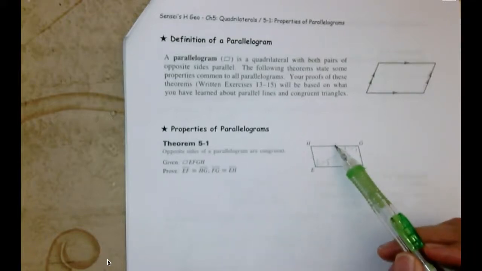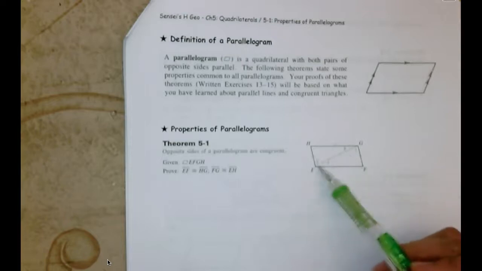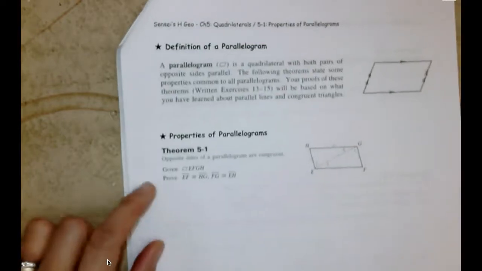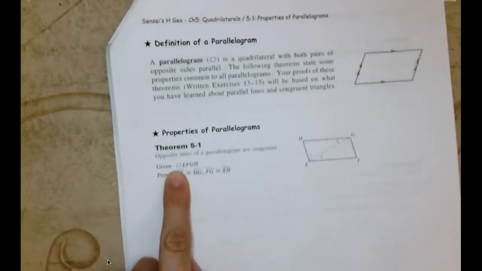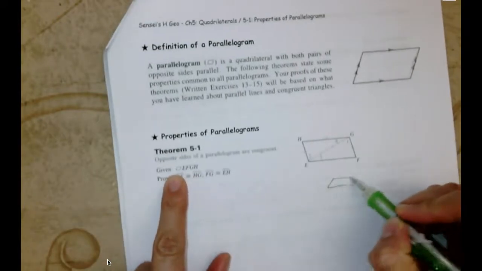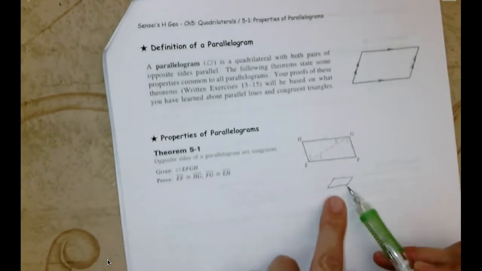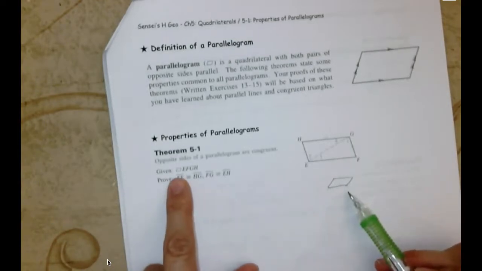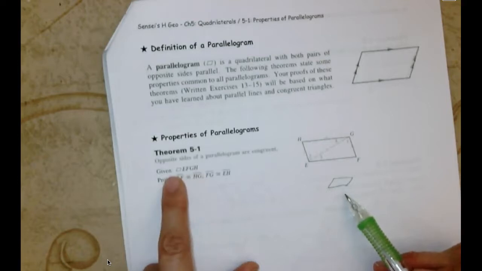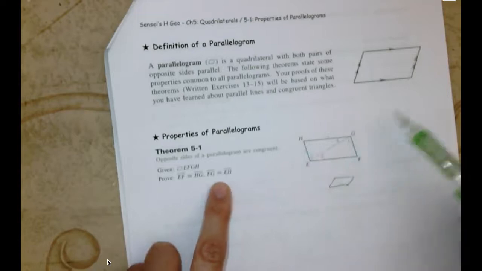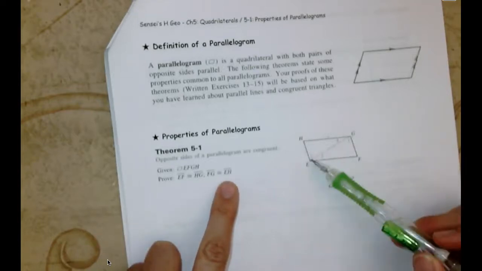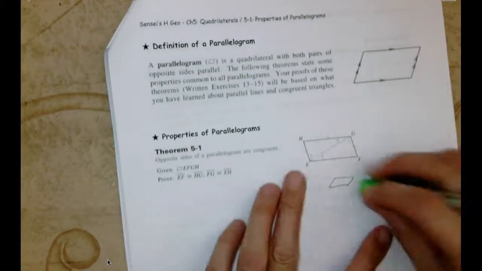If you want to make these sides congruent, you probably want to make these two triangles congruent, right? Then these are corresponding sides. So you start with EFGH is a parallelogram. This is the mark for a parallelogram; it looks like this. So EFGH is a parallelogram, and we have to prove that EF is congruent to HG and FG is congruent to EH.